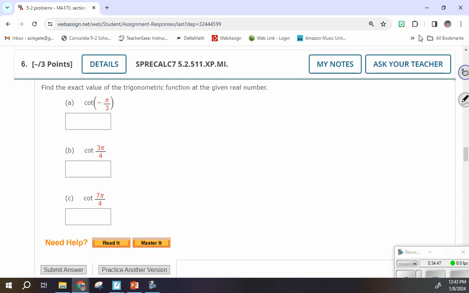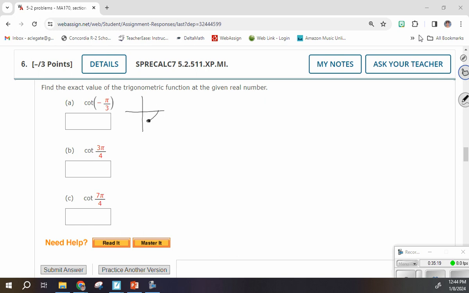Find the exact value of the trigonometric function at the given real number. Okay, first of all, we're going to have to deal with these in terms of tangent first. So, on your unit circle, negative pi over 3 is like down here, right? Fourth quadrant. So, is tangent positive or negative? Tangent's negative. Tangent's only positive in the first and the third, right?